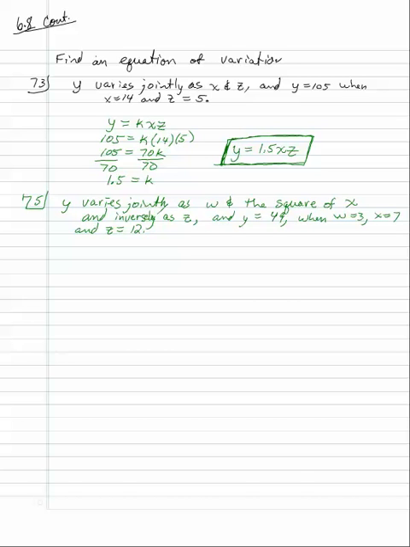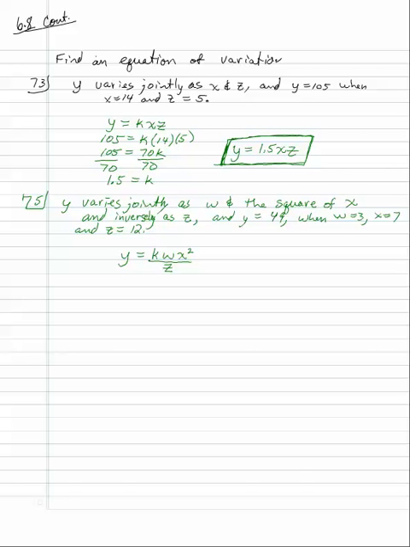Okay, so remember I was saying that you could do combinations of all the three. So this one is showing you that y varies jointly as w and the square of x and inversely as z. So y varies jointly as w, so that's k, w, and the square of x, so that's x squared, and then inversely, that's over z. So that's the equation we're going to use.